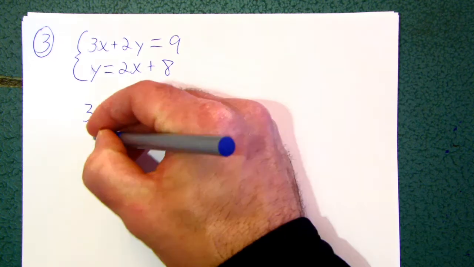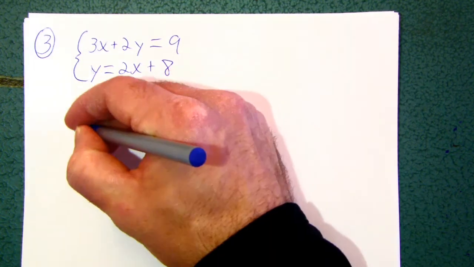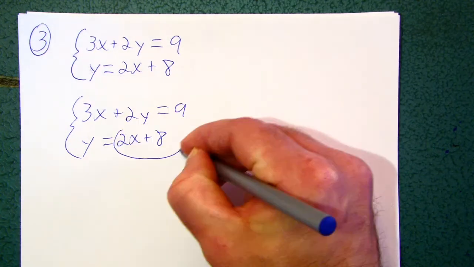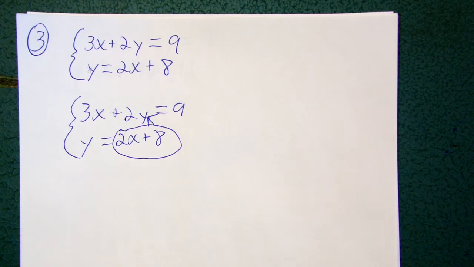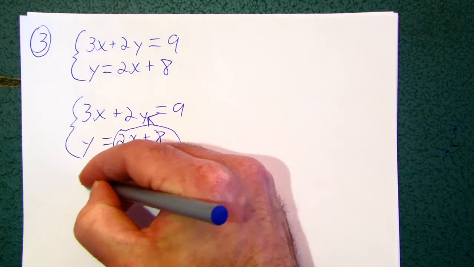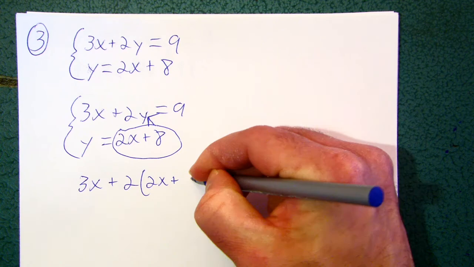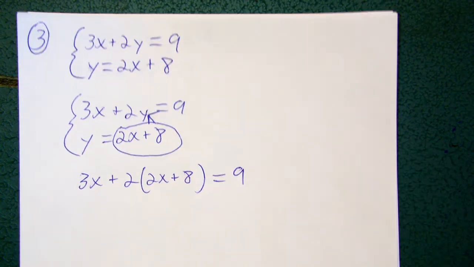I just want to rewrite this so that I don't mess up my original. Since I'm telling you that y is equal to 2x plus 8, I can take my 2x plus 8 and put it in for y in my first equation. So that means I'm going to have 3x plus 2 times 2x plus 8 equals 9.